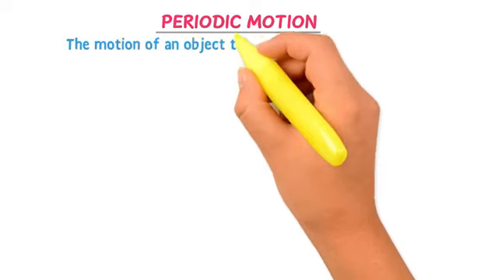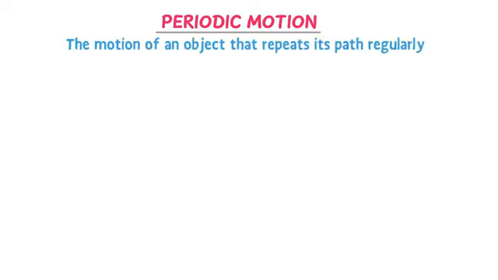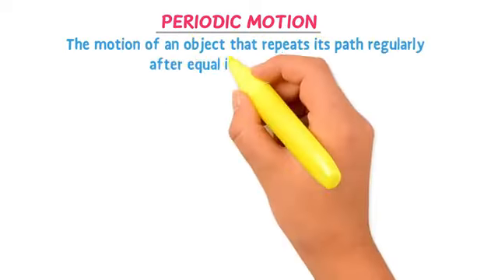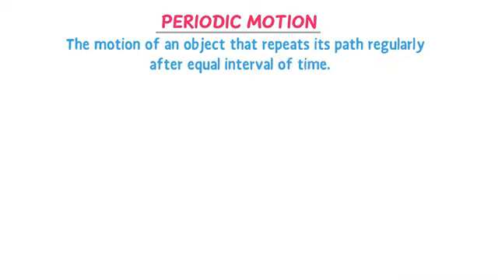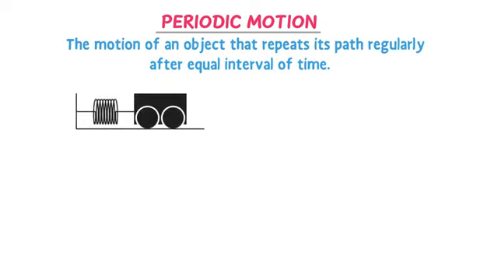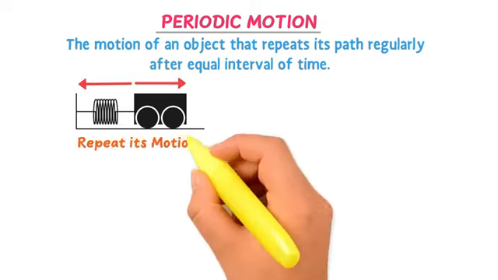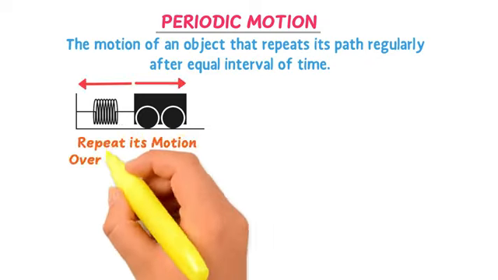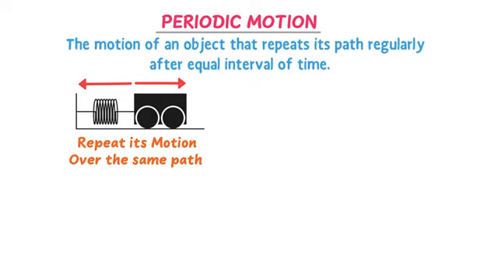Firstly, understanding the concept of periodic motion. The motion of an object that repeats its path regularly after equal intervals of time is called periodic motion. For example, the motion of a mass attached to an elastic spring. We know that this mass repeats its back and forth motion over the same path after equal intervals of time. So it is in periodic motion.